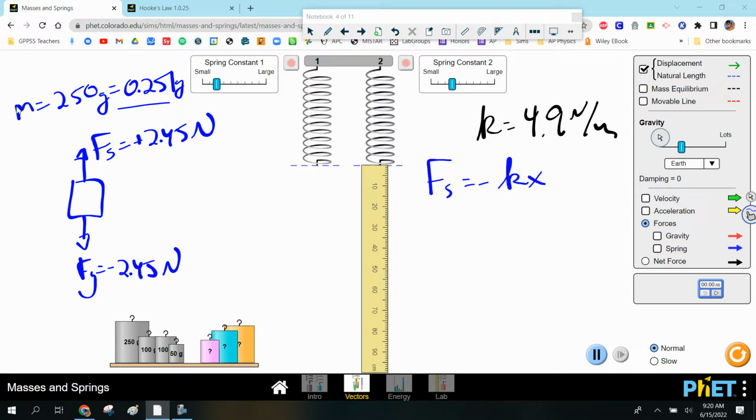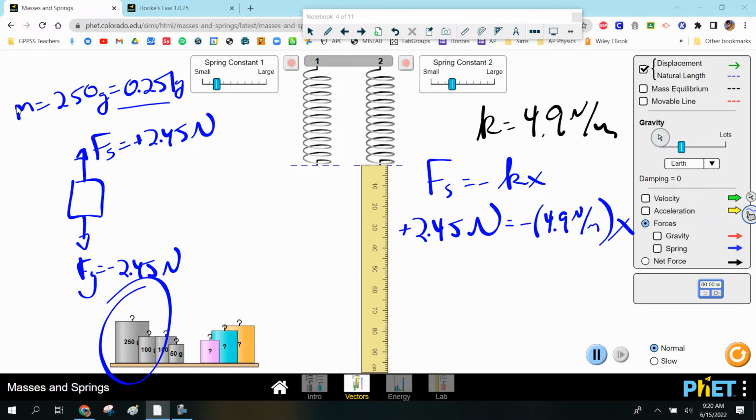So the force of the spring needs to be positive 2.45 newtons to support this mass. That's equal to negative 4.9 newtons per meter times x. Divide both sides by negative 4.9, and your x turns out to be negative 0.5 meters.